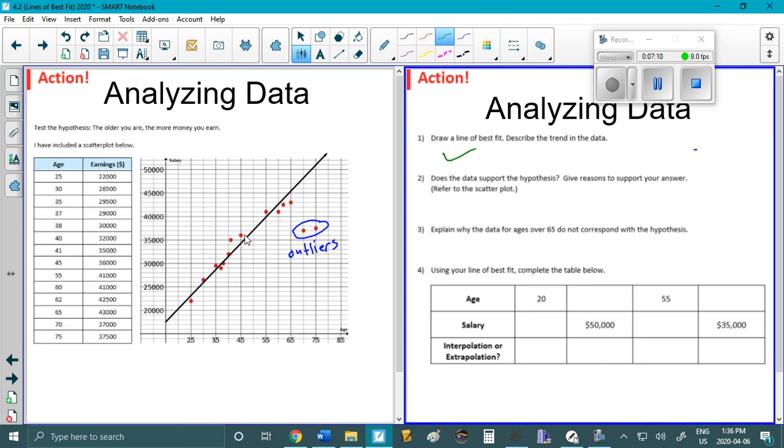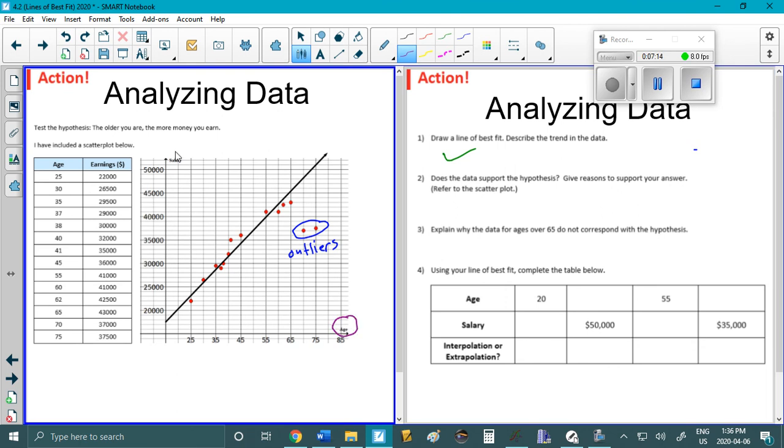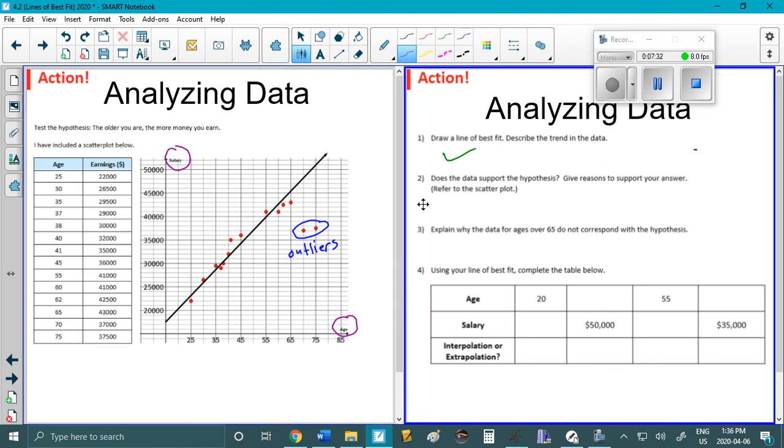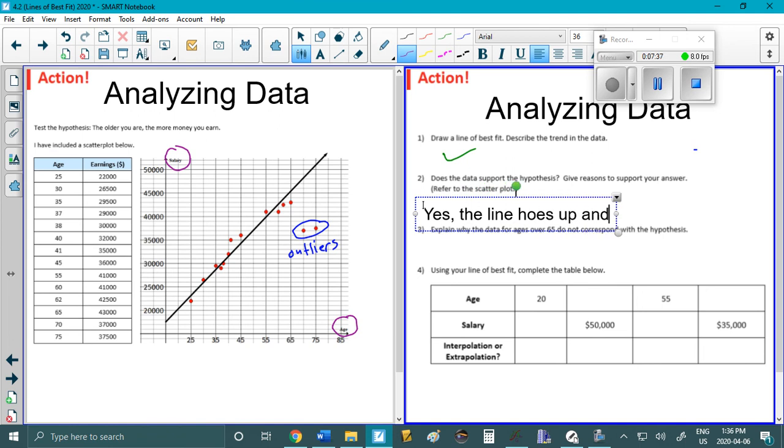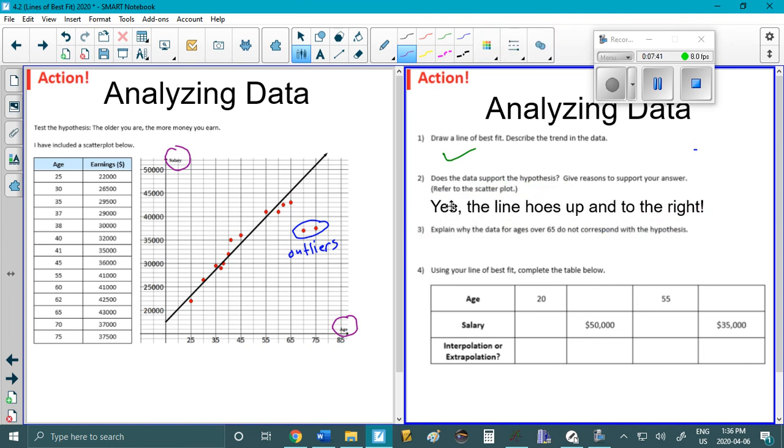Now if you're looking for the labels, because of the program I'm using, they're actually going to be here, age, and here, salary. And so the question is, as you get older, do you make more money? And this data would say yes, because the line goes up. And as you get older, the amount of money you make goes up, except for these two people, which we will talk about shortly. So I'm going to say here, yes, the line goes up and to the right. Okay, so far so good.